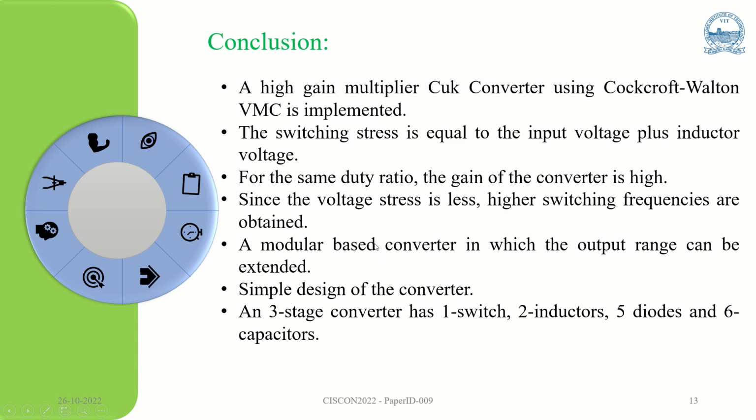Since we can modify the number of stages in the multiplier cell, it provides modularity, and it can be made readily available in the market. So you can have a modular converter in which you can extend the output range, and the converter design is quite simple. The basic boost converter design equations hold good for this circuit also. For the three stage converter we have developed, we require one switch, two inductors, five diodes and six capacitors.